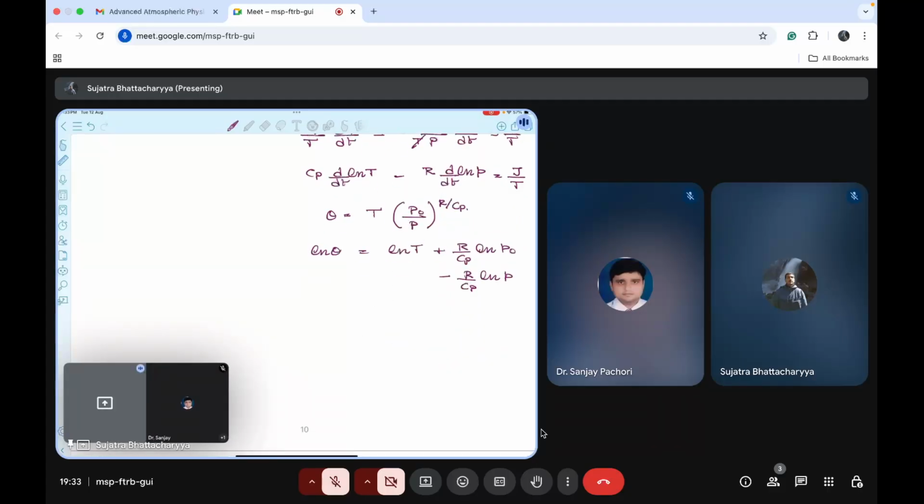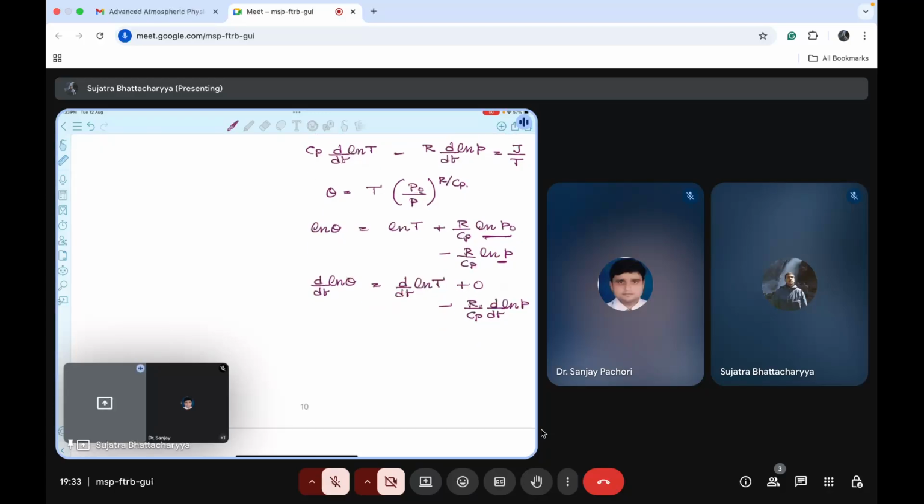Okay, differentiate with respect to time. So d/dt of log theta equals d/dt of log T, d/dt of this constant quantity will be 0, minus, this is not a constant, so R by Cp, d/dt of log P. Perfect.